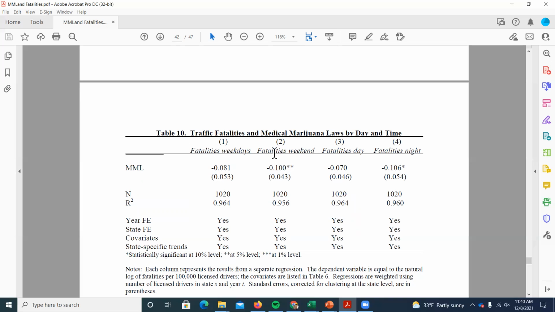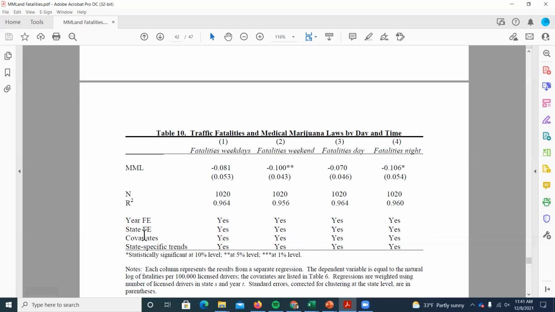What they really find is that fatalities on the weekend and fatalities at night are where you see the highest and the significant effects, right? So this kind of makes sense. I think there's probably far more traffic fatalities from alcohol use on the weekend at night as opposed to during the day, during the week, like a weekday during the day.